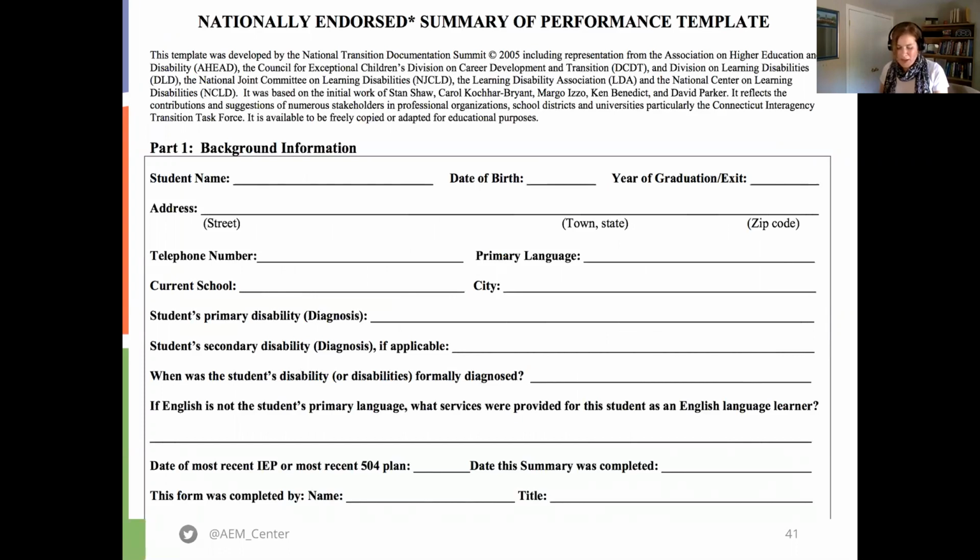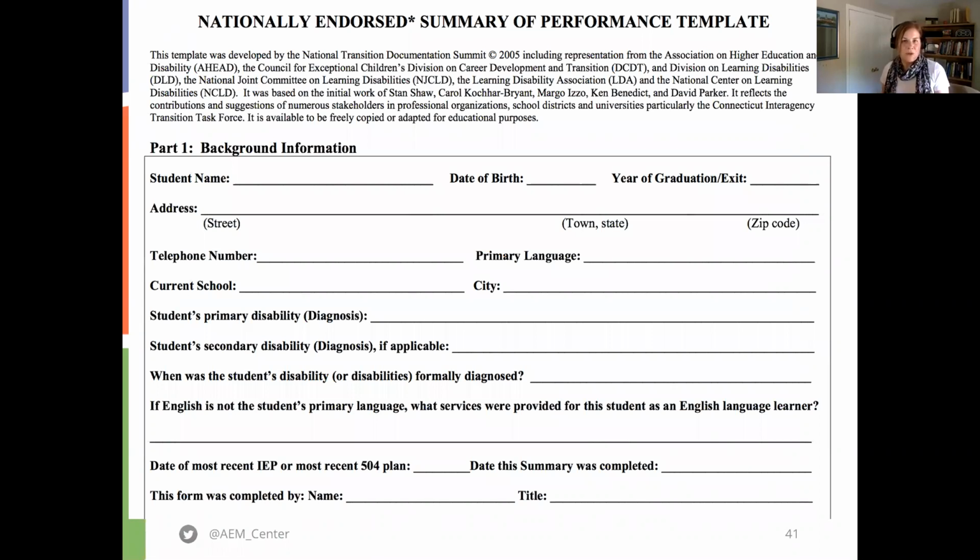This was developed as a collaboration among multiple experts. Again, many of them are in academics, but many of the organizations that worked on this template also represent and are from K-12 environments, as well as those who are familiar with the environments in which students are going to be entering upon exiting high school. Some of the organizations involved in this template were the Association on Higher Education and Disability, the Council for Exceptional Children, the National Center on Learning Disabilities, and the Higher Education Consortium for Special Education.